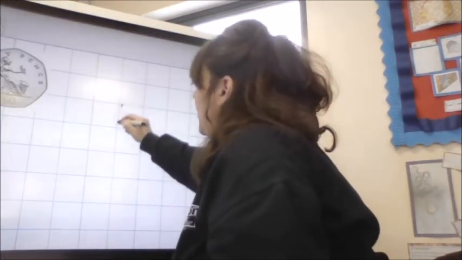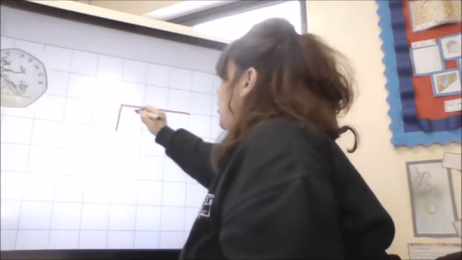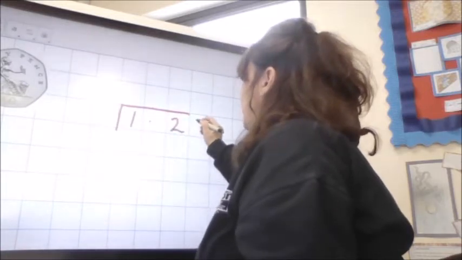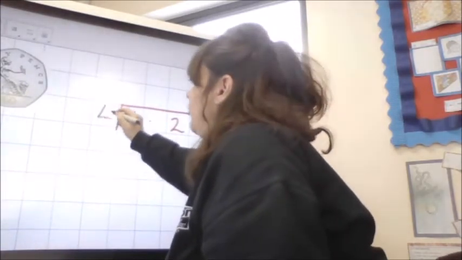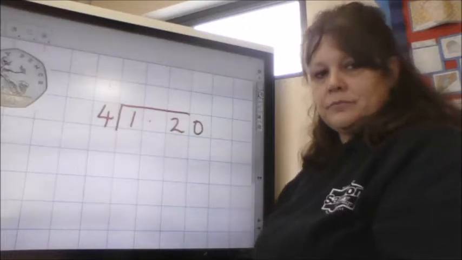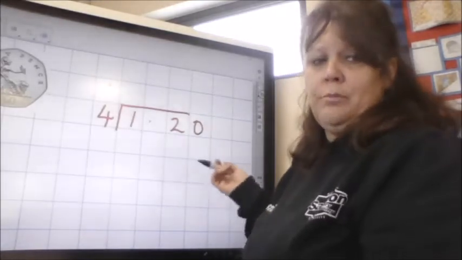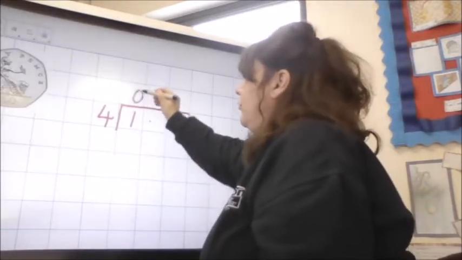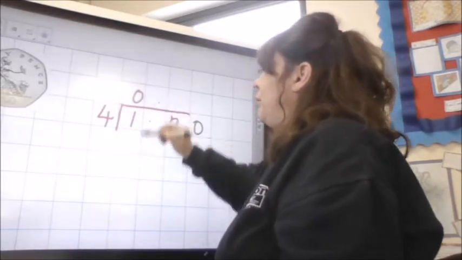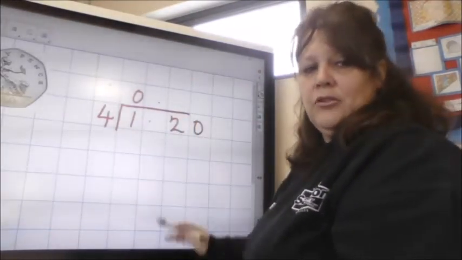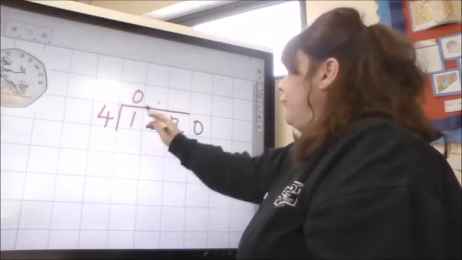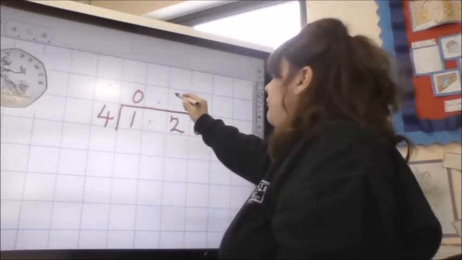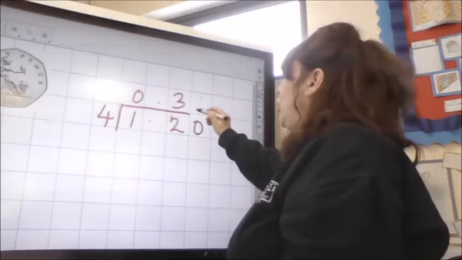Well, share tells me I'm going to be dividing. So I'm going to put my £1.20 there. It's 4 girls. So I would do my bus stop method division. So 4's into 1 don't go. So I'm going to move that over to here. Put my decimal point in the top there, so I know it's there ready. 4's into 12 go. 3 and 4's into 0 don't go.